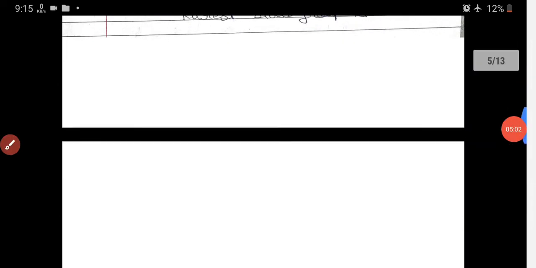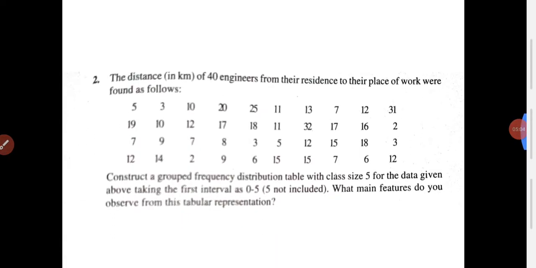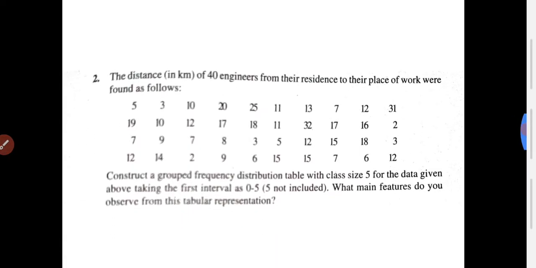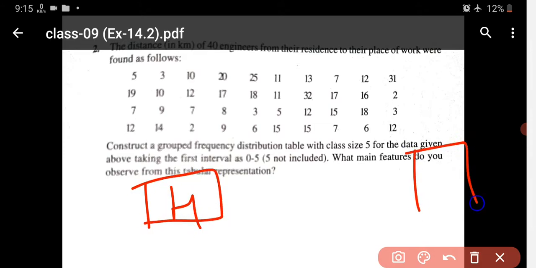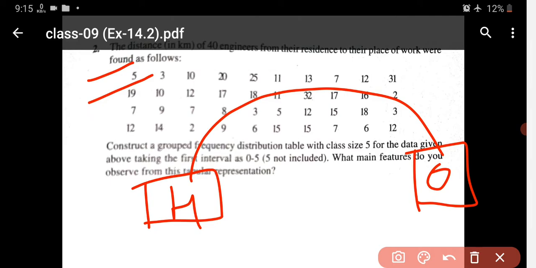Now come to the next question. The next question is the distance in kilometers of 40 engineers from their residence to their place of work found as follows. Suppose this is the house of the engineer and this is the office of the engineer. So one person who works there, from their house to the office the distance is 5 kilometers. For the other one, because they are 40 engineers, the other one's distance from their house to the office is 3 kilometers, sorry. And for the third one, the distance of their house from their office is 10 kilometers.